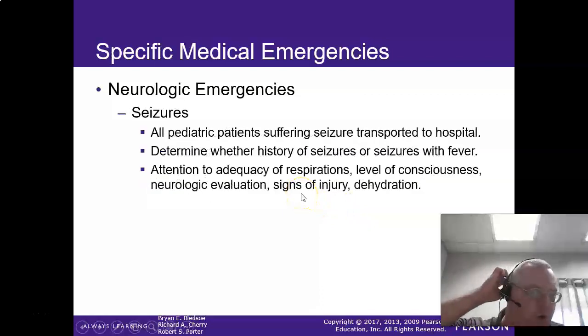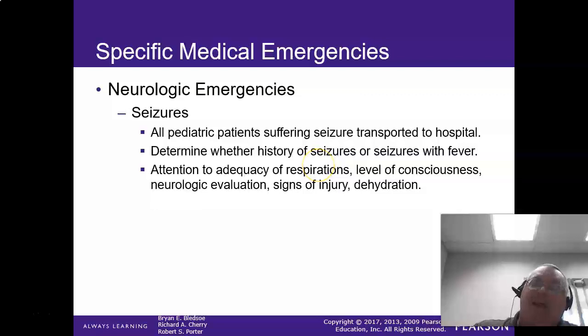Don't put them in cold water. Again, it's the sudden change in temperature that's causing the seizure activities, okay? If a kid has a seizure, we take them to the hospital, period. Okay? Determine the history of the seizures. We want to make sure that it is not one of the more dangerous ones versus it's just the fever.